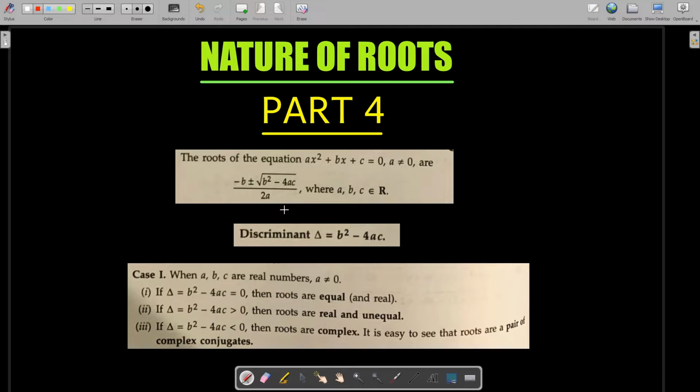Today's class we will learn how we can use a shortcut to find the nature of the roots, whether the roots are real, equal, unequal or complex. So to do that we'll have to do this.